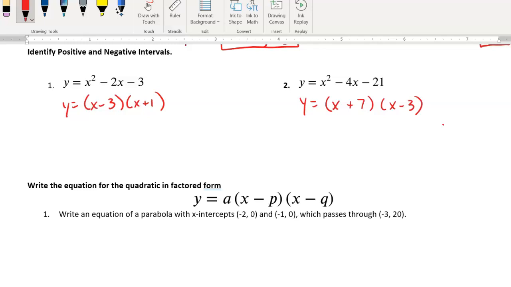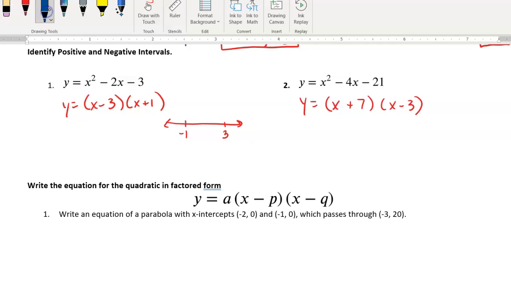All right, now I'm not going to graph these, but we want to figure out where the positive and negative values are. So here's a little trick for us. We're going to create a number line, and on the number line, I'm only going to graph where the x-intercepts would be. So we would have an x-intercept at negative 1 and at positive 3, because remember, we would set each factor equal to 0 and solve it.